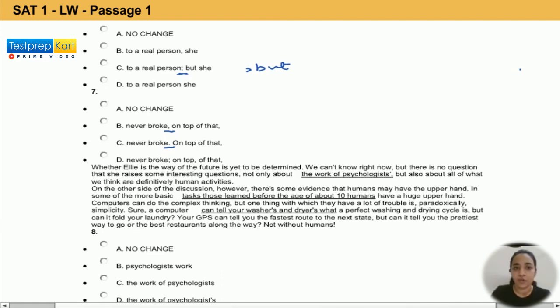Never broke, on top of that, and something is continuing. So this will be used when this is incomplete, this is coming inside as a description and the sentence is continuing. This we will use when the first part is complete and the second part is starting. Note, full stop. That means this is going to be a new part. Third one, last one: never broke, semicolon. Then we have on top of that. Here we are breaking this. So this automatically looks like a very bad option. So let's go back and see what we are talking about here.